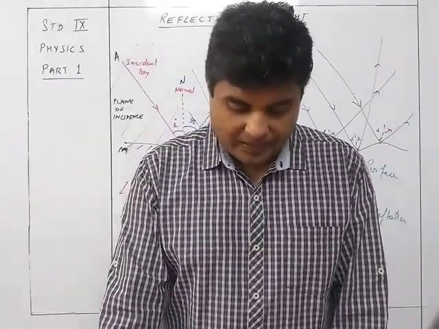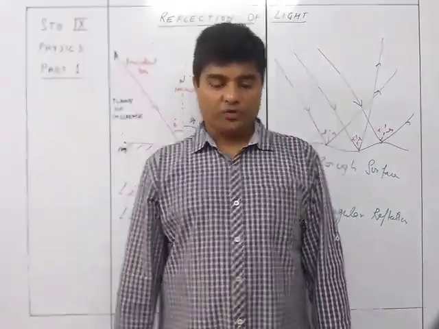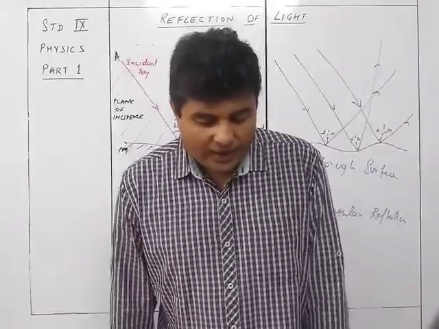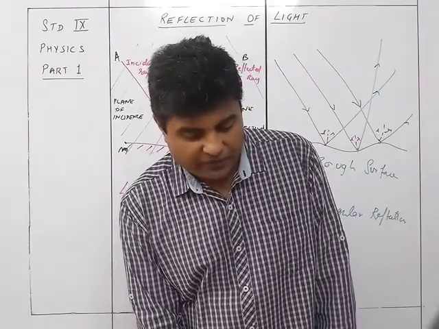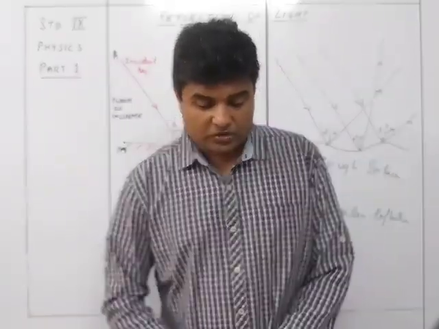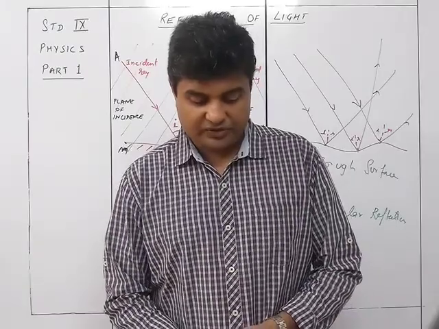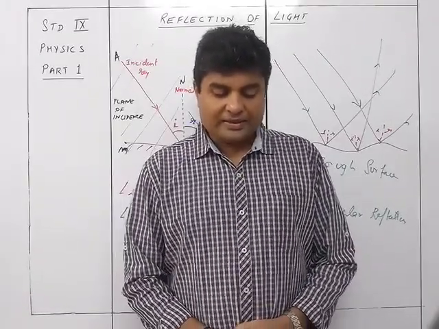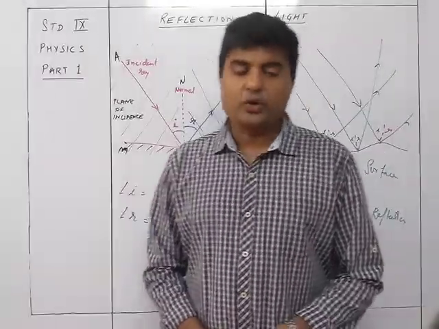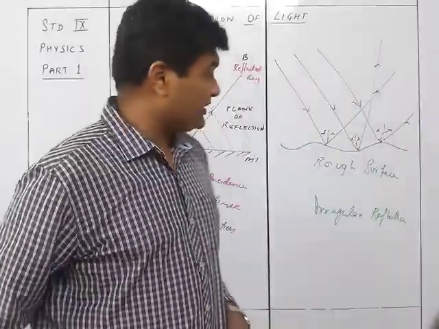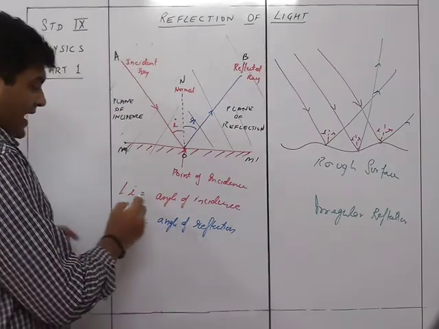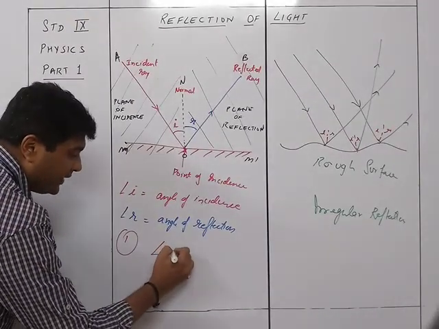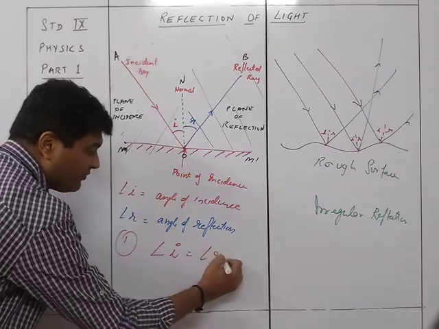Okay, now let's understand the laws of reflection. A light ray obeys the following two laws of reflection from the surface, which are called the laws of reflection. First one, the angle of incidence is equal to the angle of reflection. So the first thing over here is the angle of incidence. So this is the first law: angle of incidence is equal to angle of reflection.